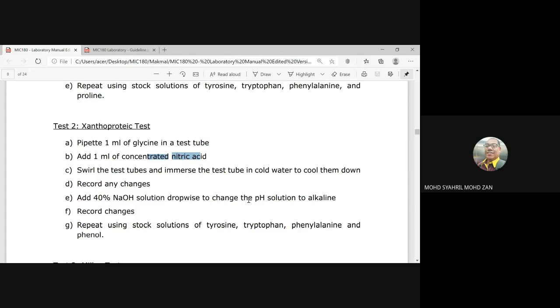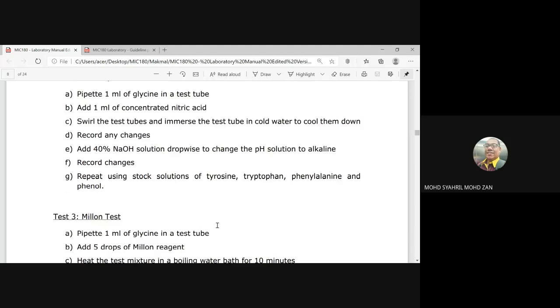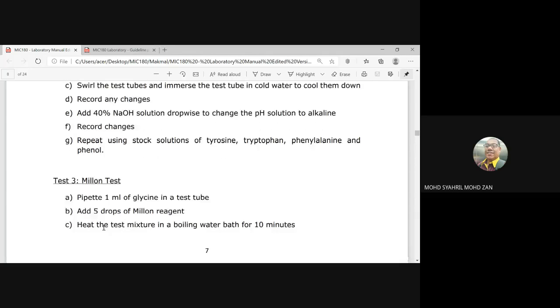dropwise to change the pH of the solution to alkaline. And then record all the changes, right? Same goes for other amino acids such as tyrosine, phenylalanine, and phenol. Okay, but phenol is not an amino acid, all right? Phenol adalah bahan, bukan amino acid. Please bear in mind. We go for the Millon test.